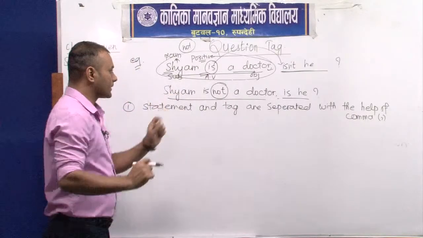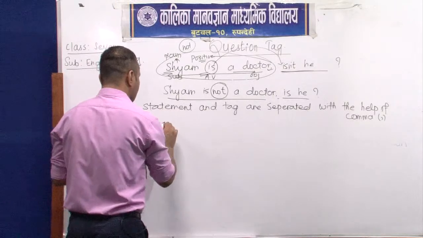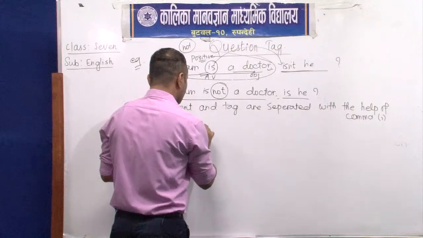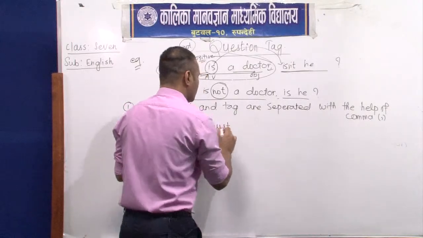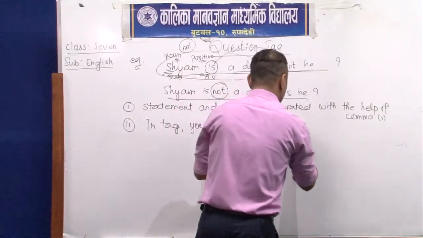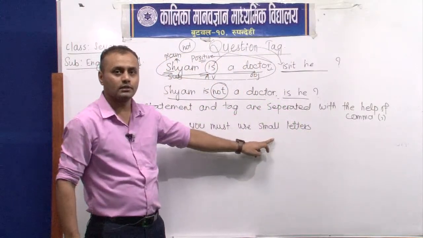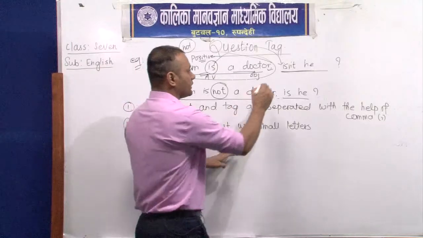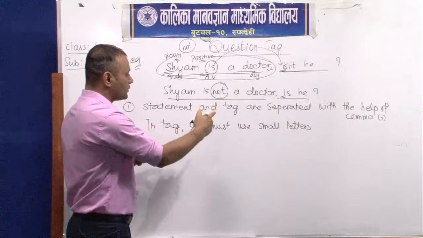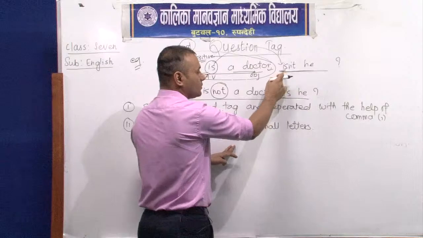First rule. Second rule, in tag, you must use small letters. In tag, you must use small letters. You can't use capital letters over here. Okay? You must use small letters in question tag. You can't use capital letters.